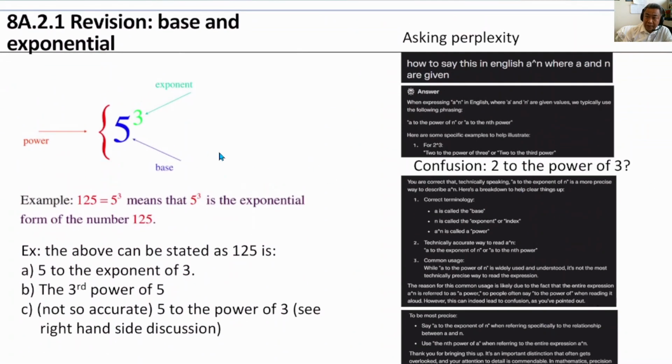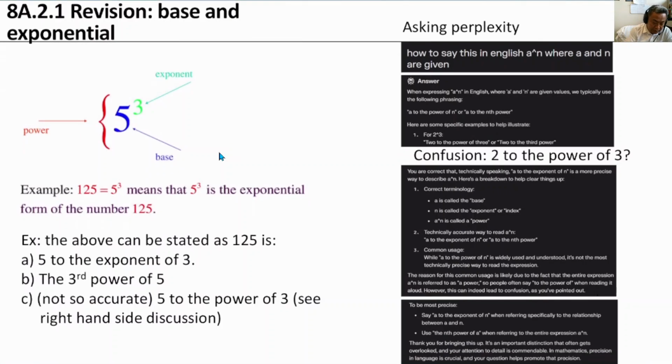First, let's revise what the exponential form looks like. 5 to the exponent of 3 looks like this. 5 is the base, 3 is the exponent. 5 to the exponent of 3 means 5 multiplied by 5 multiplied by 5, 3 times. So the exponent tells us how many times we are repeating this multiplication. And this number is 125. So 125 is the exponential form.